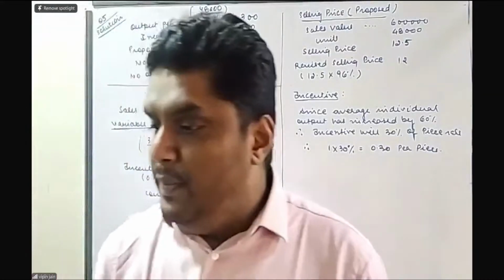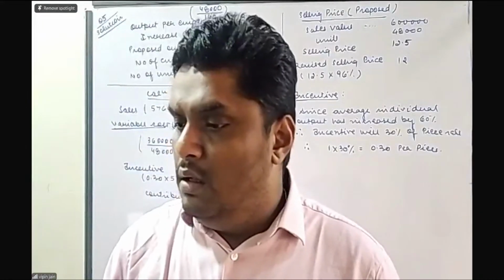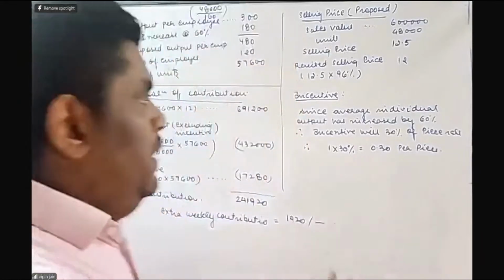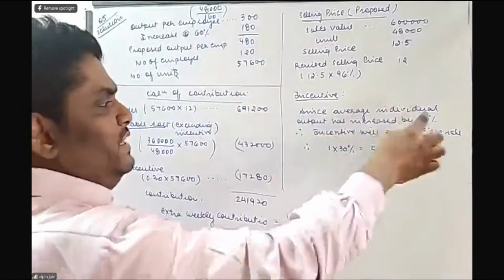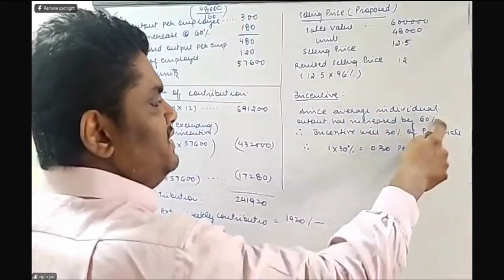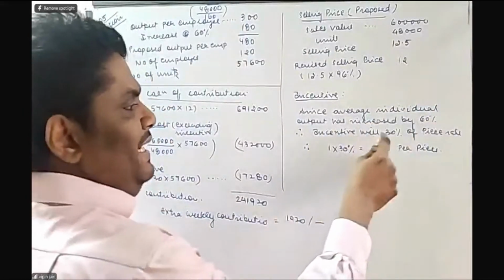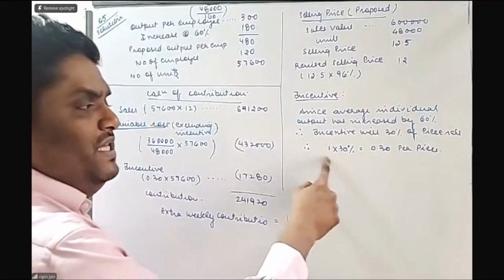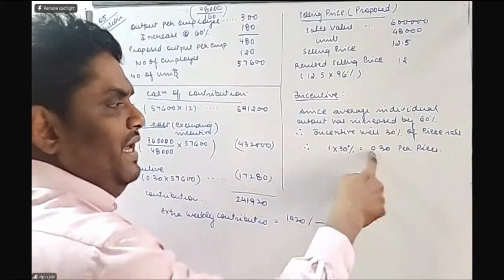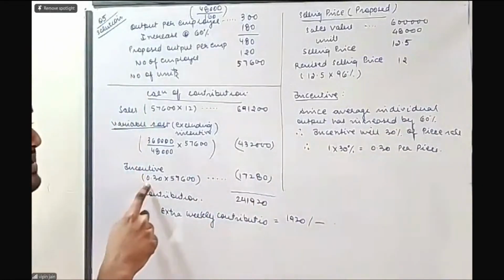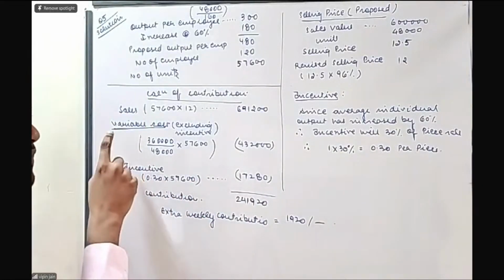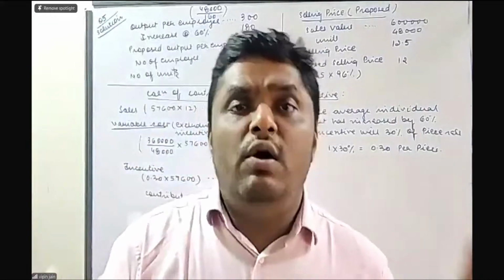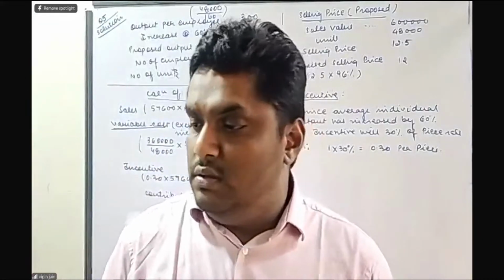Which part you want me to repeat? When talking about this part, since average individual output has increased by 60%, therefore the incentive will be 30% of the piece rate. So piece rate is rupees 1 per piece into 30%, that is 30 paisa. So 30 paisa into 57,600. Very important, guys. This piece rate of 1 rupee is already included in variable cost.